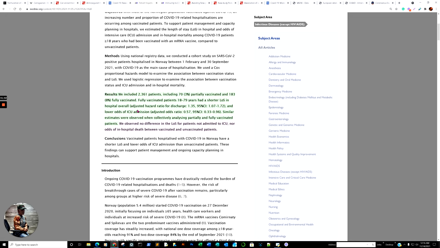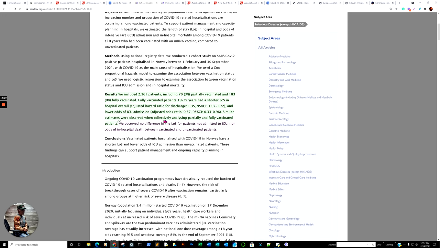Now, let's split hairs. Length of stay in the hospital. Now, when we opened up that original data in the beginning, what were we looking at? Admission to ICU and mortality. Not length of stay in the hospital. So I'm not going to say anything past that point. But just by noticing length of stay, it doesn't really tell the whole story, now does it? The hospital overall and lower odds of ICU admission. Maybe, maybe not. Let's look at that raw data again.